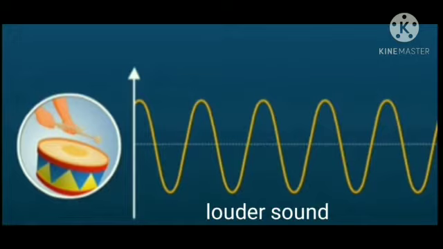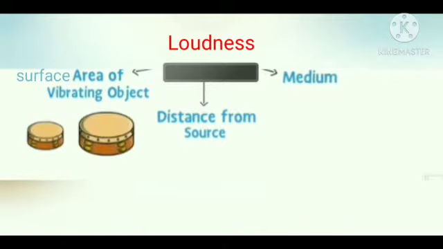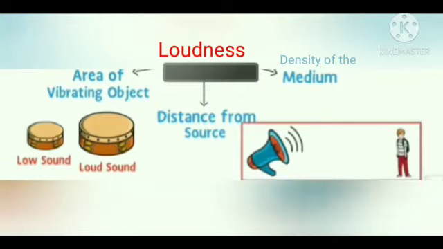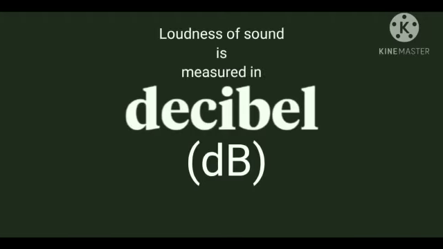is produced. There are other factors also that affect the loudness of sound, like surface area of the vibrating object, distance from the vibrating object, density of the medium, etc. The loudness of sound is measured in a unit called decibel.